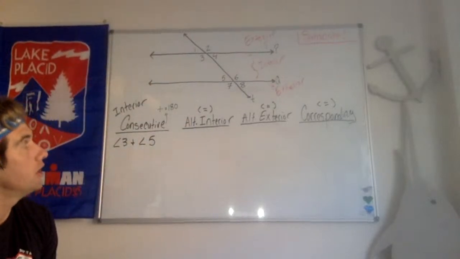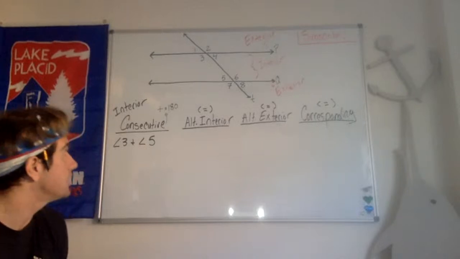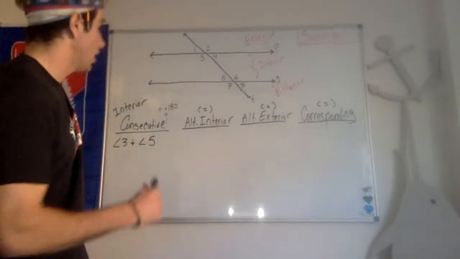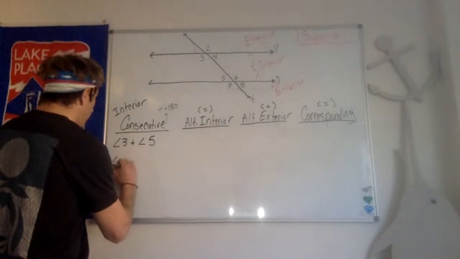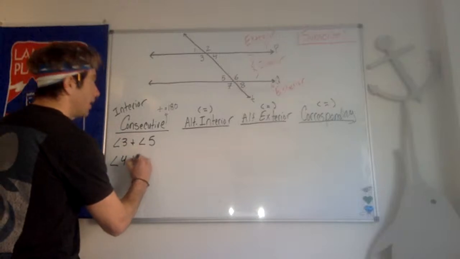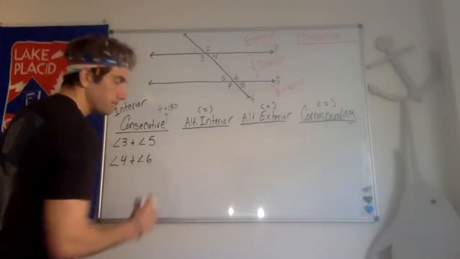And then the other 2 interior consecutive angles are angles 4 and 6. So those are the only pairs of interior consecutive angles. Angles 4 and angle 6. Okay?